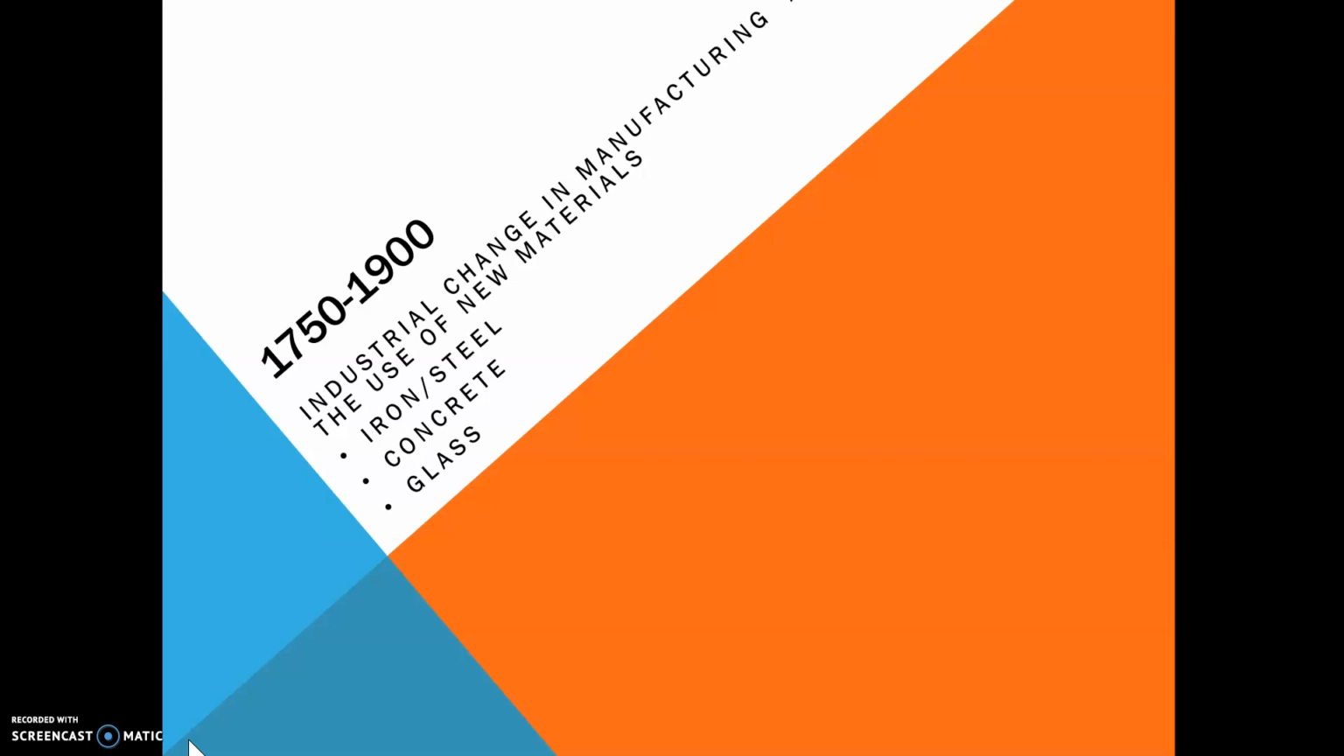So in this PowerPoint, I'm going to look at a little bit on the Industrial Revolution and then introduce the new building materials, well, some of them. So iron and steel, mention concrete, and mention glass. And in the next session, I'll cover those in more detail.